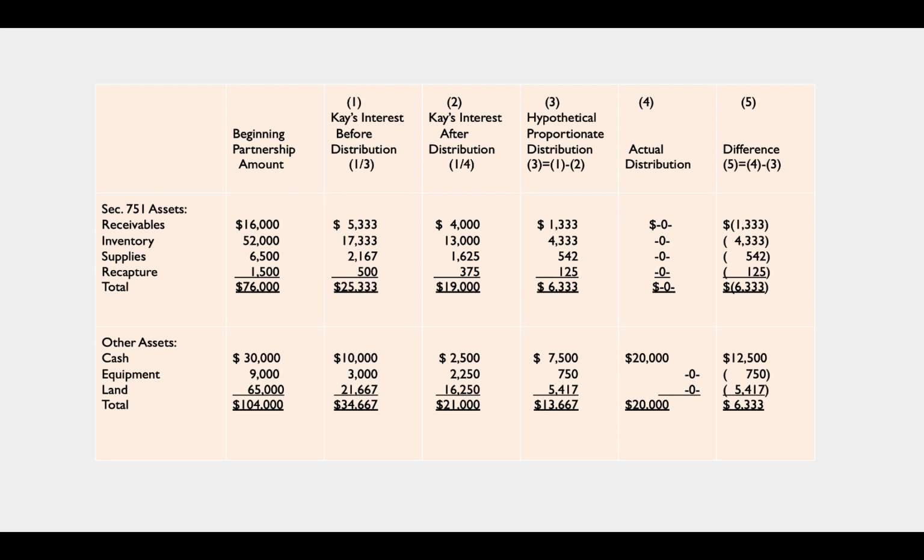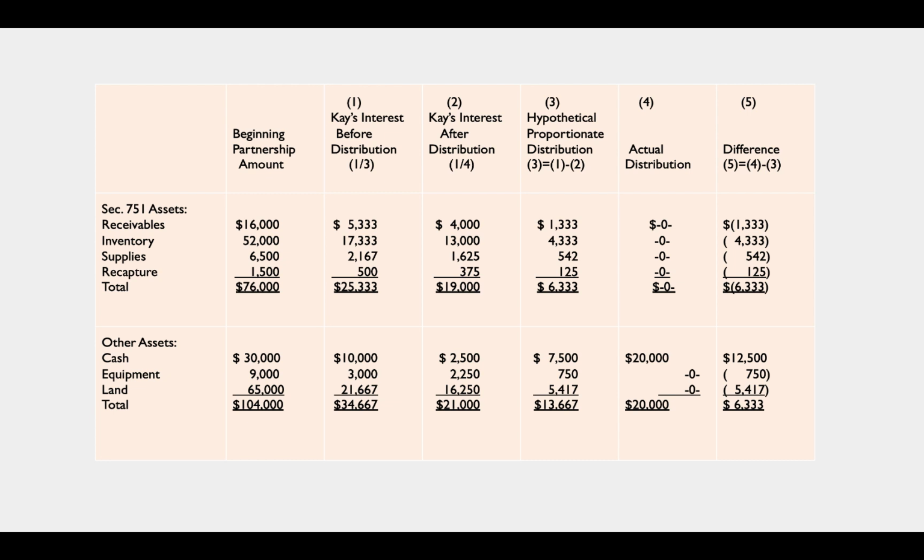In column 2, she is a 1/4 owner. So we did the same thing. We took the receivables and divided them by 4. We went all the way down, right? And in step 3, this would be the distribution had the distribution been proportionate. So had she received $20,000 of assets in proportion to her reduction in ownership, this is what she would have received. We know that's not what she received.